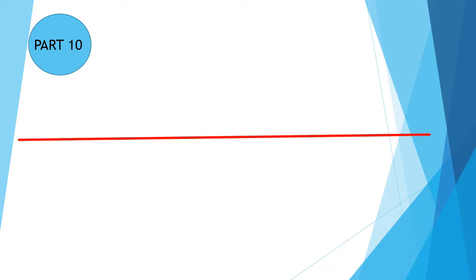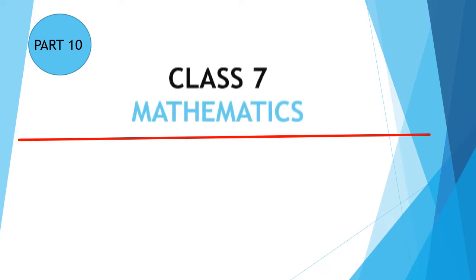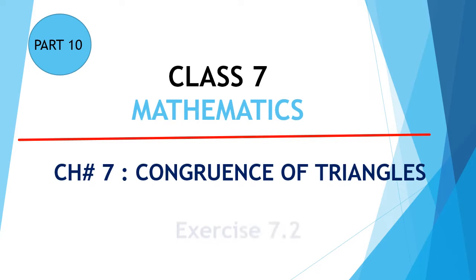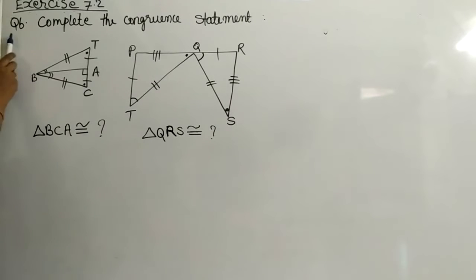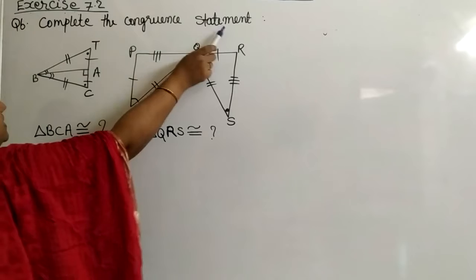Welcome to Class 7 Mathematics, Chapter 7 Congruence of Triangles. Today's topic is Exercise 7.2, question number 6 to 10. Now question number 6, complete the congruence statement.